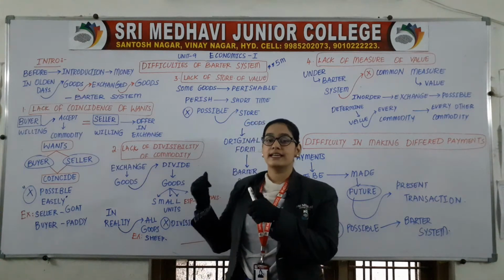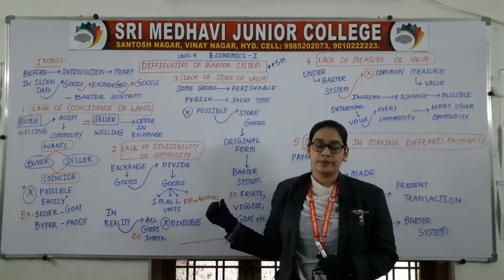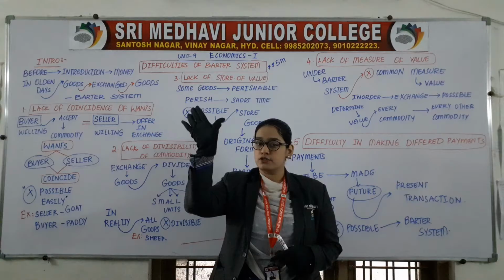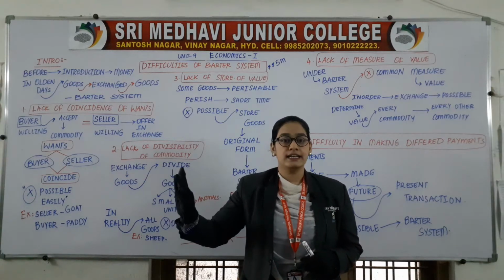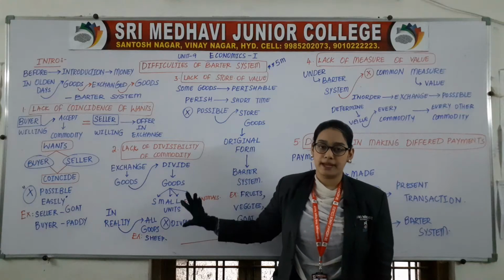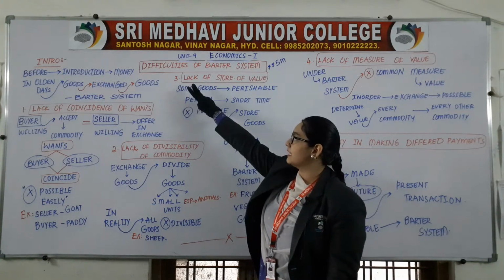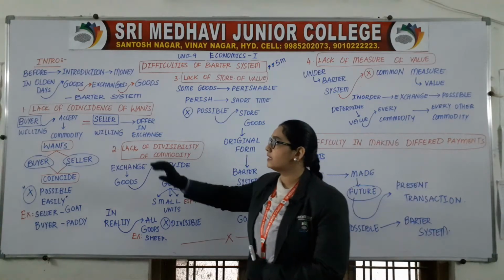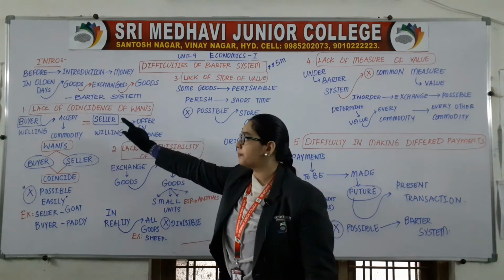And this topic is related with money. The chapter name is Money, Banking and Inflation. So, inflation topic is done, and now onwards we are going to start the topic related with money. So, topic name is difficulties of barter system. Let us go with the introduction first.